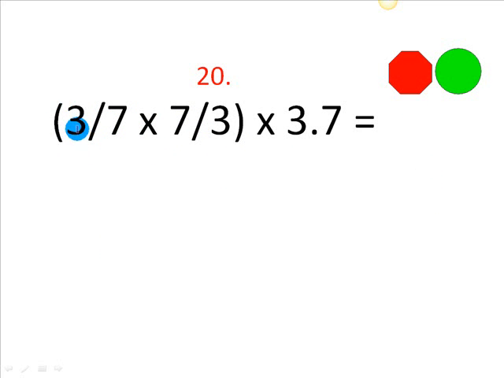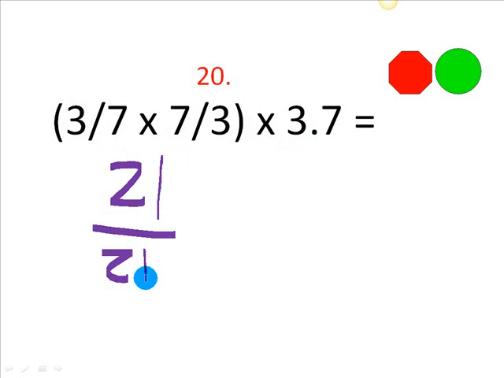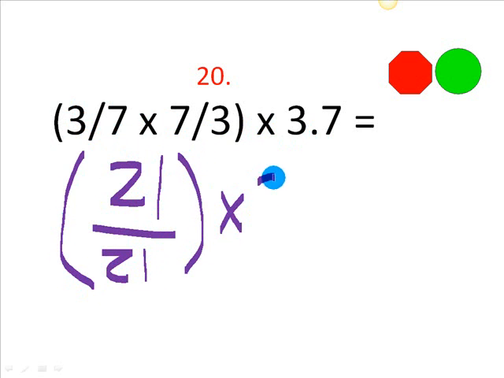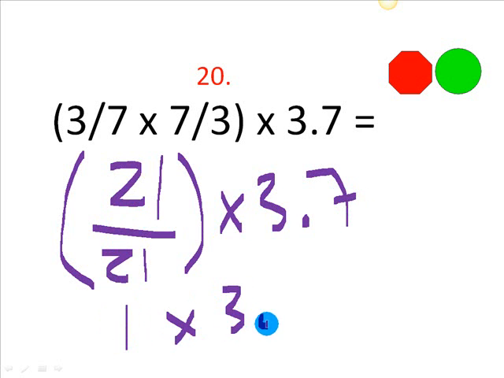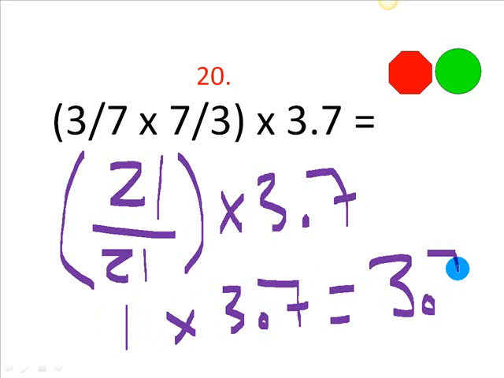And the tricky part here was that you looked and said, oh, that's fractions multiplying times a decimal. How do I do that? Well, 3 times 7 is 21, and 7 times 3 is 21. And so you're multiplying 21 over 21 times 3.7. And you should know that any number over itself is exactly equal to 1. So this is 1 times 3.7. So while it looked tricky, it really isn't. So the correct answer is 3.7.